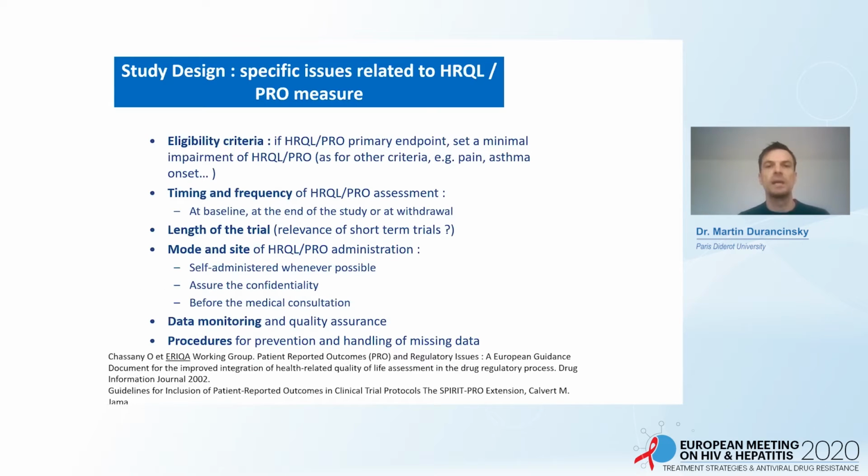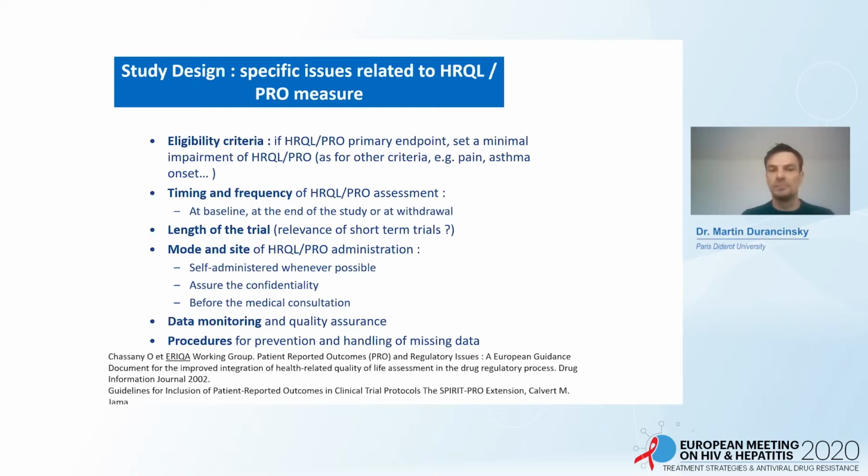So when you do a study, or when you analyze a study, you really should consider patient-reported outcomes with the same seriousness as other endpoints. And what are the specific issues for this measure? You first check eligibility criteria. Is this PRO a primary endpoint? Do we really know what we expect, like a minimal impairment or improvement, or is it a secondary endpoint? At what time and what frequency is important? Do we measure at baseline, 1 month, 3 months? The length of the trial is also important.